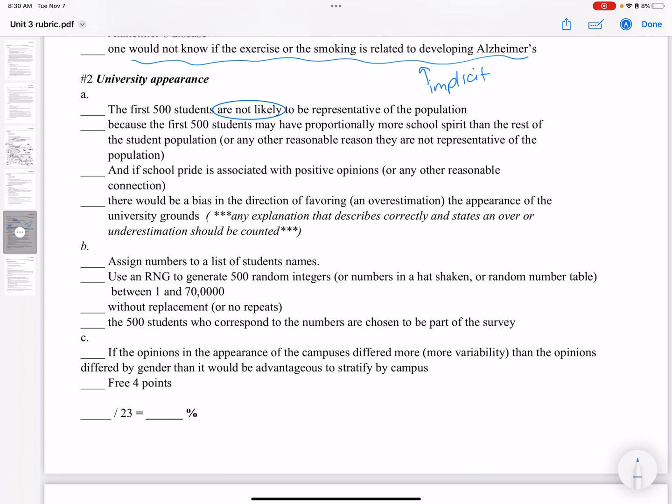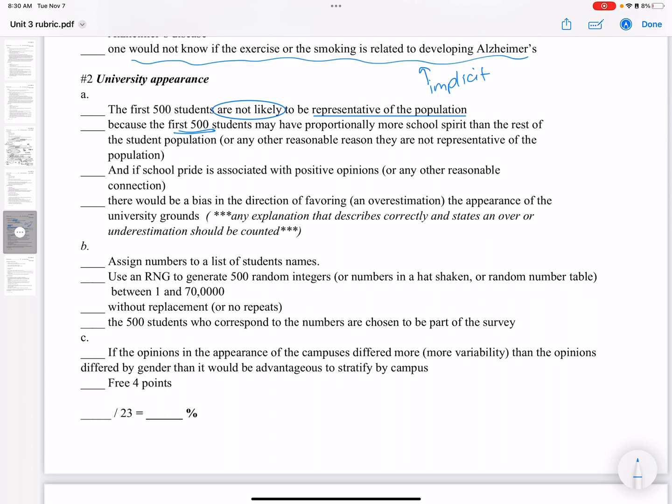I said the first 500 students are not likely to be represented. The reason I said that is because the first 500 students might have more school spirit, which means they've got a better attitude about the school, more positive opinions. So they're going to have a bias toward favoring it.